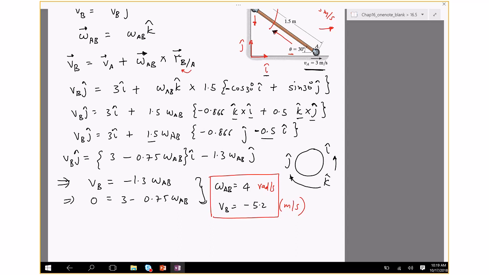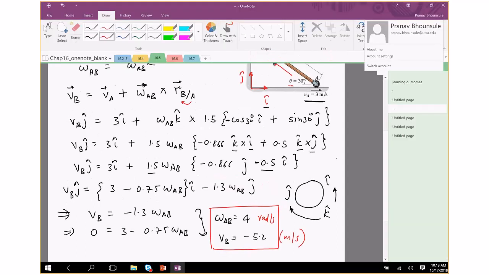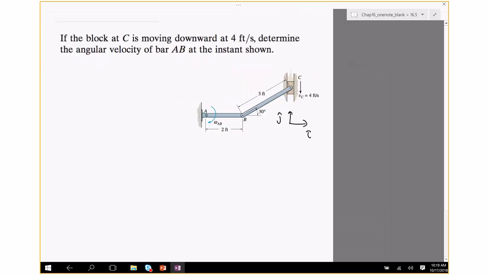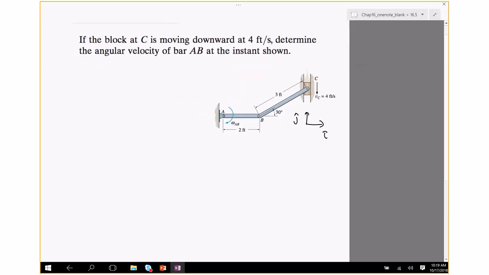Is that clear? So find two points, find how they're related using the relative velocity formula, put in the values, and then equate the two sides. Any questions on this? So let's do a harder problem. Extend this to mechanisms. This is a type of problem which is a good candidate to be in the exam. Something like this.